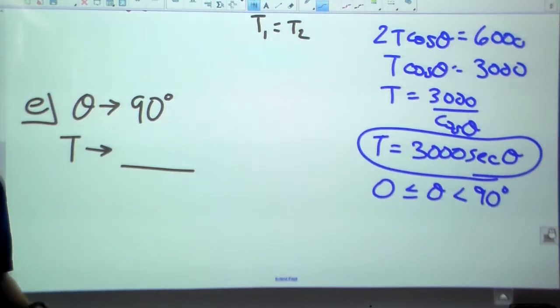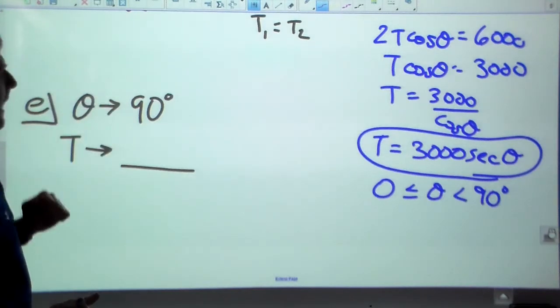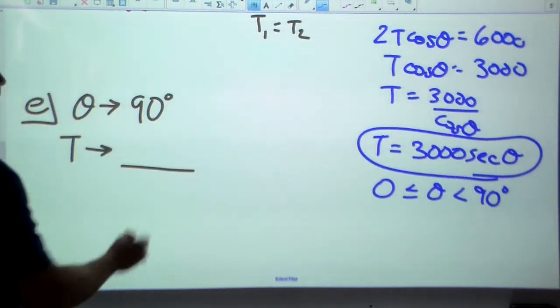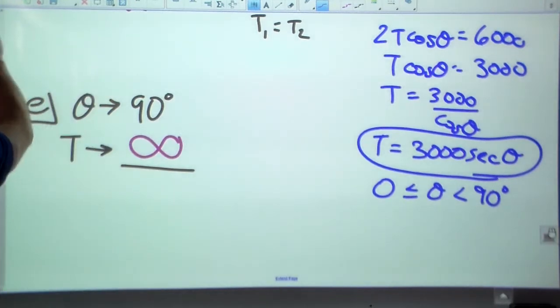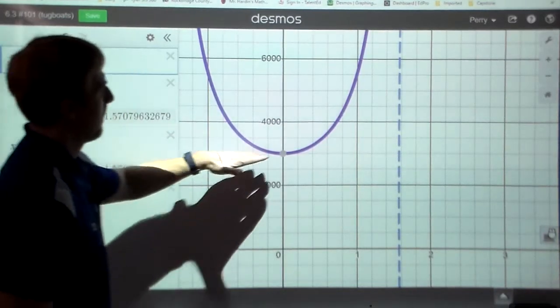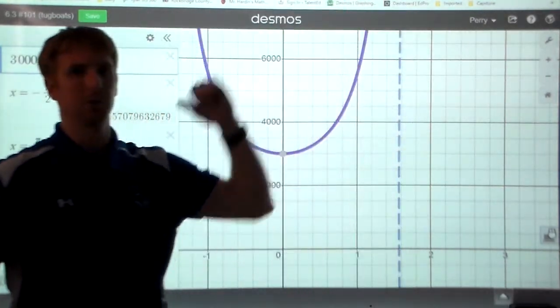So that brings me to the part I made up on part E, which I think is a really important question to ask in this problem. As the angle is getting closer to 90 degrees, the tension is approaching infinity. We can think about it practically with the boats, we can think about it with our graph, but as your angle gets closer to 90, the tension in your cables is getting closer and closer to infinity.